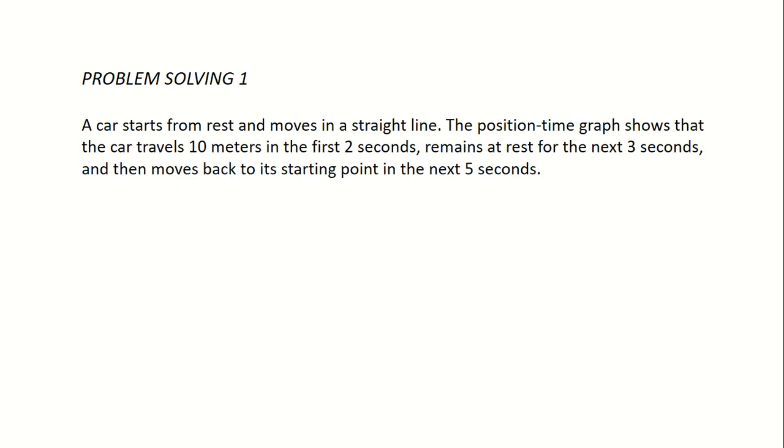Okay, so this is the first one. First, let's read the problem. A car starts from rest and moves in a straight line. The position time graph shows that the car travels 10 meters in the first 2 seconds, remains at rest for the next 3 seconds, and then moves back to its starting point in the next 5 seconds.